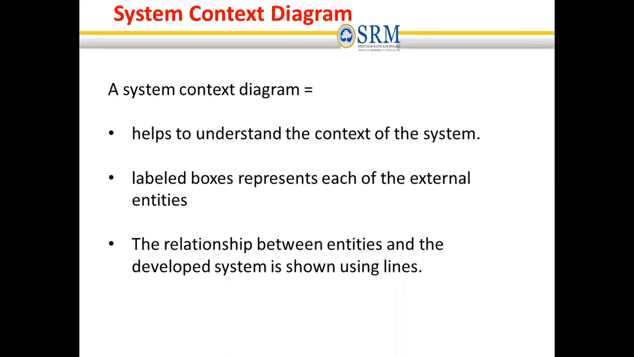System context diagrams are related to data flow diagrams and they are helpful in understanding the context of the system. System context diagrams are typically drawn using labeled boxes to represent the entities present in the system, and more labeled boxes will be used to represent more entities and the external entities to represent the overall system. The relationships between the entities will be shown using lines.